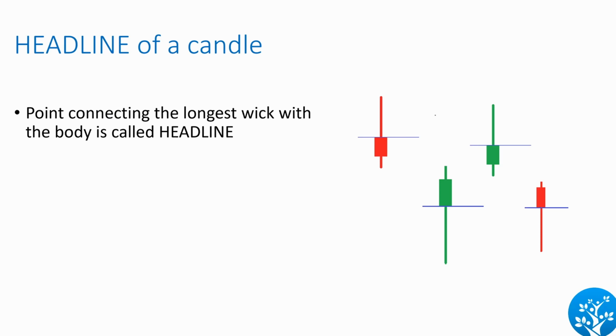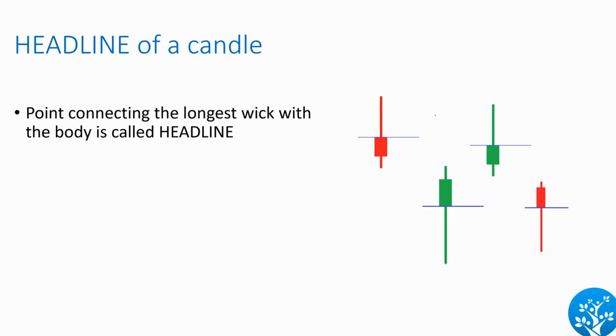Let's say if you have a long wick on both sides, like a spinning top, then you don't have a headline. It is only when there is only one wick which is very long and the other wick is either not there or very small. In that case, you have a headline, which is nothing but the line connecting the long wick with the body.